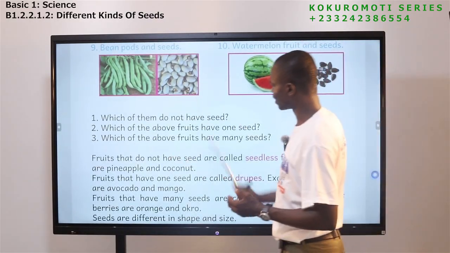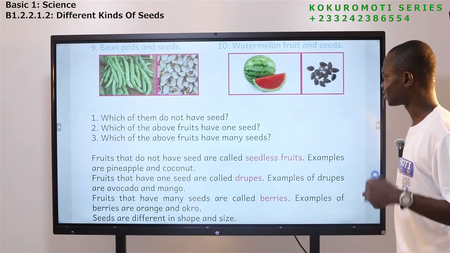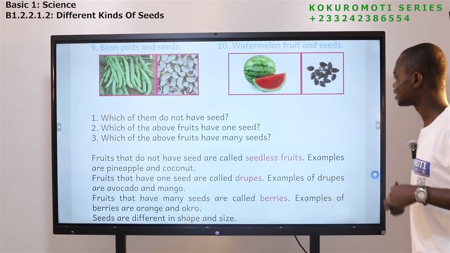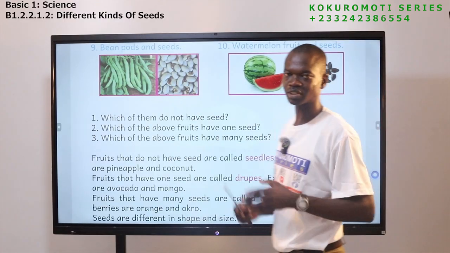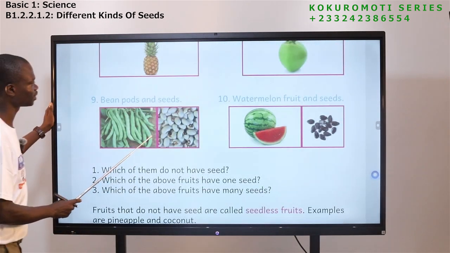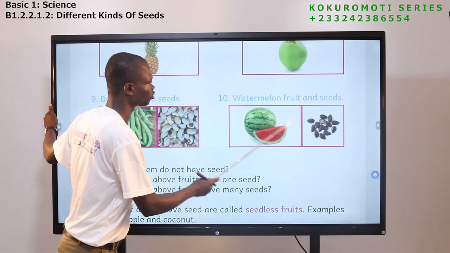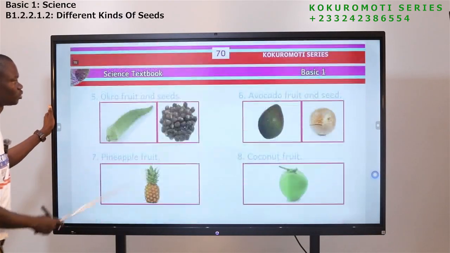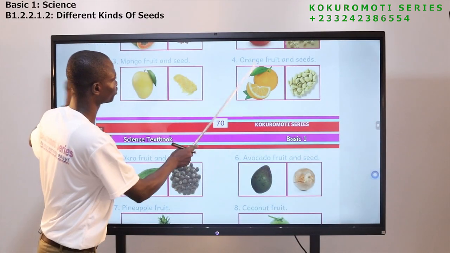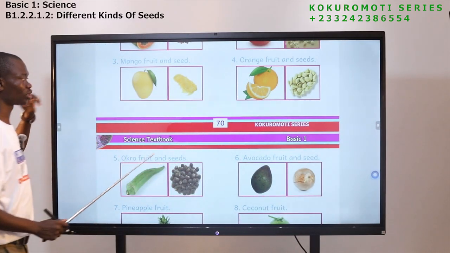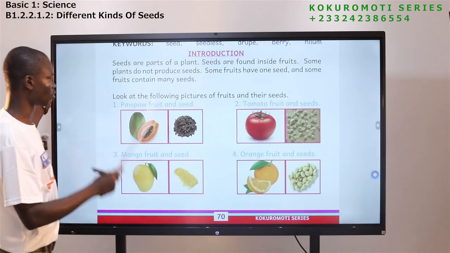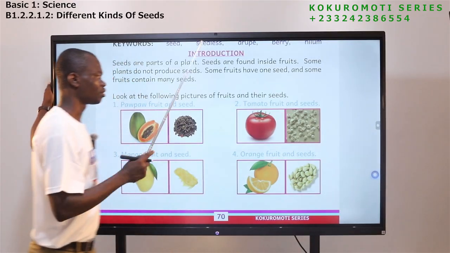Now let's look at the next question, question 3. It says, which of the above fruits have many seeds? Many seeds, we are talking about those that have more than two. Examples are these. Beans, watermelon, okra, mango. Sorry, we have this. Orange. Mango has only one. Orange has more than one. Pawpaw has many seeds. Tomatoes also have many seeds.